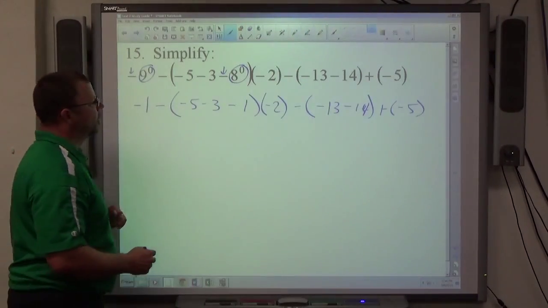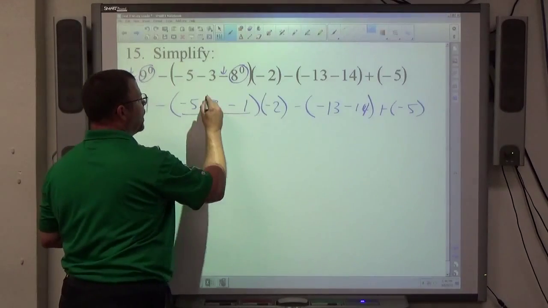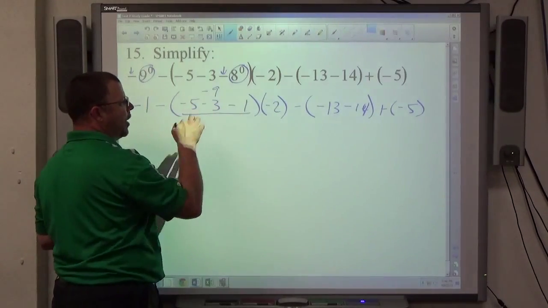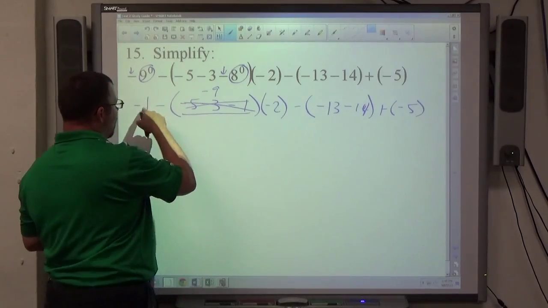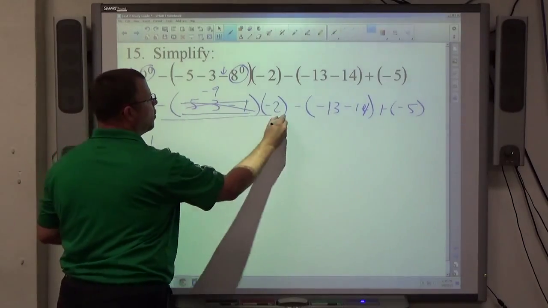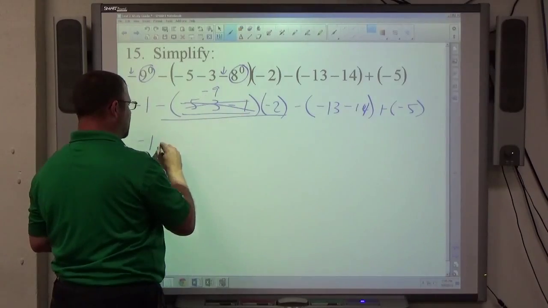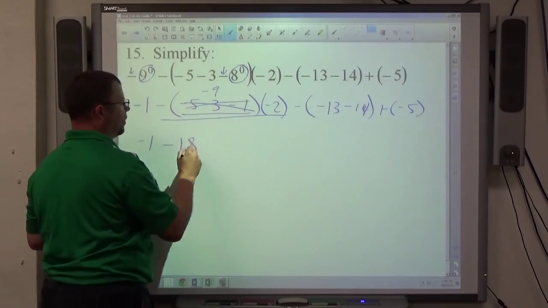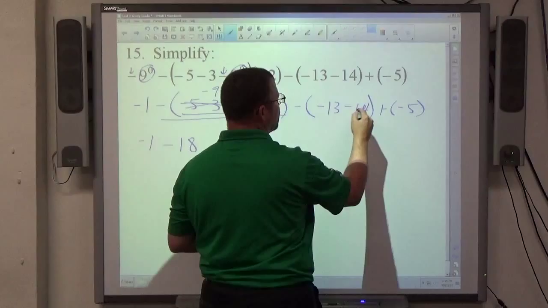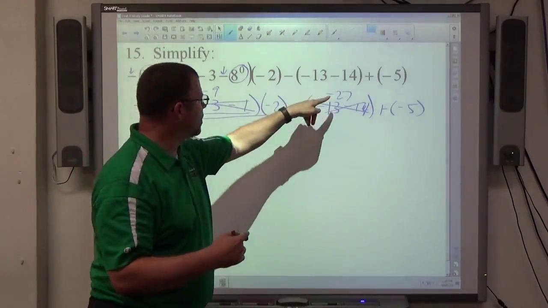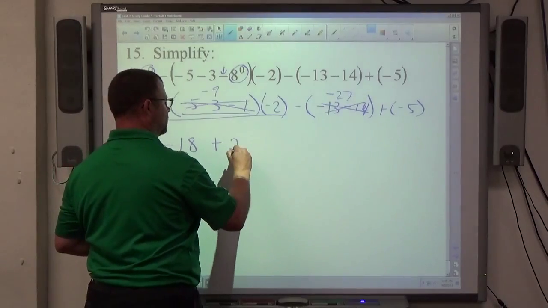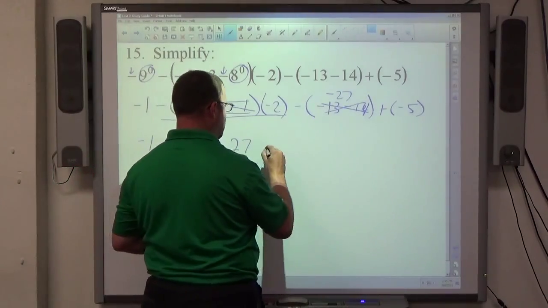Next thing I would do. This right here is negative 9. They're all the same signs. You add 5 plus 3 plus 1 is 9. They're all negative, so it's negative. Negative 1's here. This is multiplication. Negative, negative, negative makes minus. 9 times 2 is 18. Minus 13 minus 14 is minus 27. Again, same sign so add. Minus minus means plus. And then I got plus minus 5, which means minus.